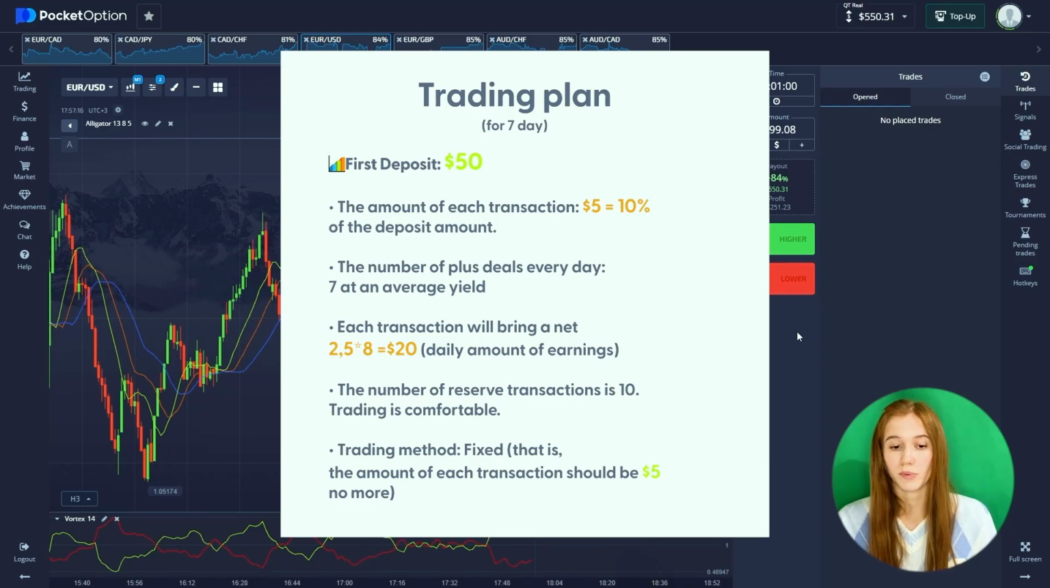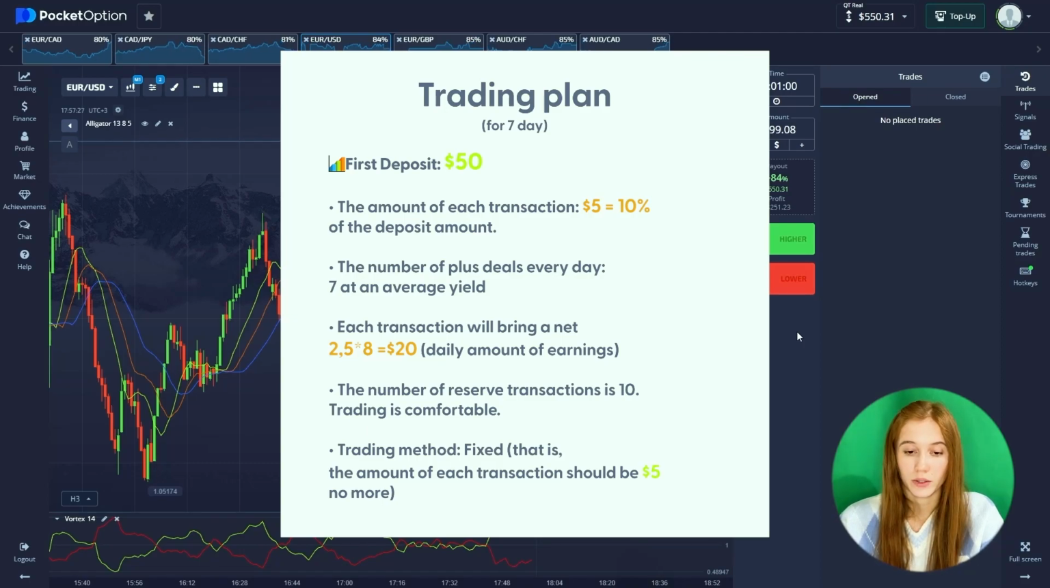So the first deposit is $50. The amount of each deal is $5, so it's 10% of the deposit amount itself. And we have about 7-8 profitable deals every day.